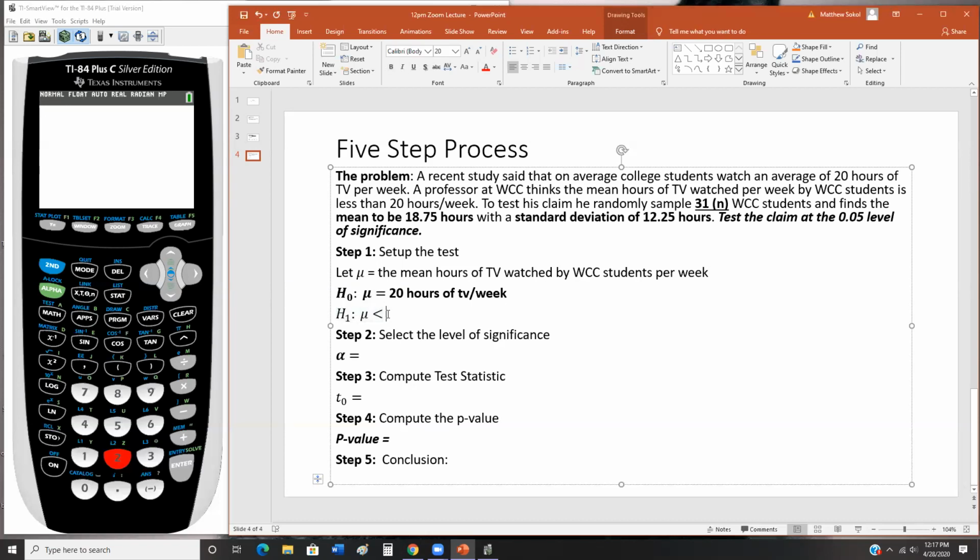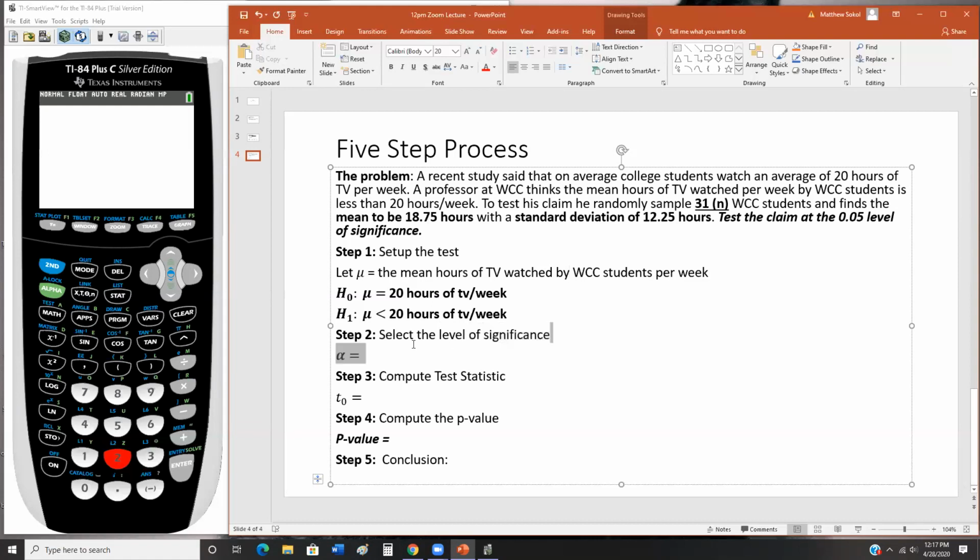And my claim here was, wait a second, no way. Students have got to watch less than 20 hours of TV per week. So what I'm looking to show is I'm looking to have this evidence to show that my alternative hypothesis is true. Okay? All right, that's always going to be step one of a hypothesis test.